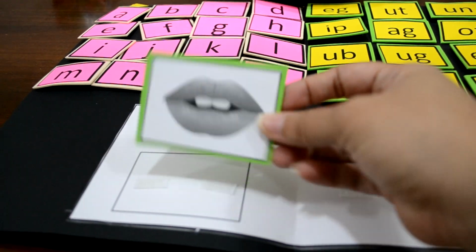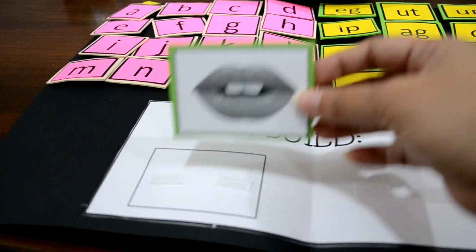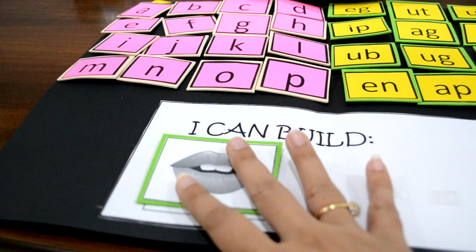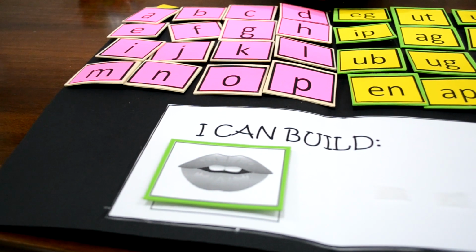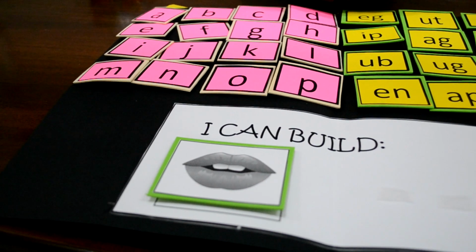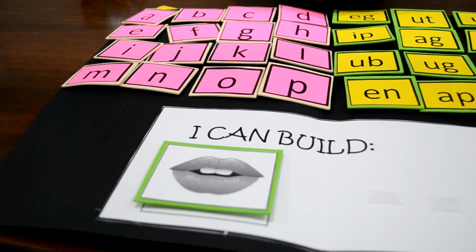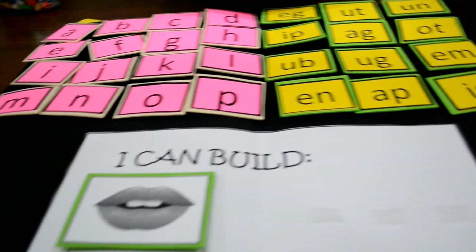See, I am going to take this picture of a lip, and I am going to ask my child what the picture is about, and he's going to say lip, and I'm going to stick that picture on the activity, and then I'm going to ask him, how do you pronounce the word lip? L-ip, L-ip. So the first letter is L, which means he's going to say L.